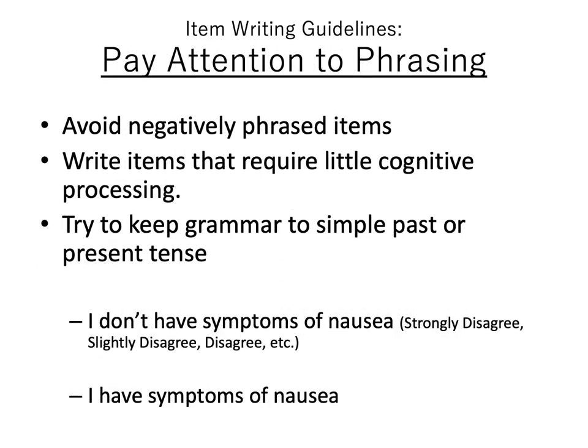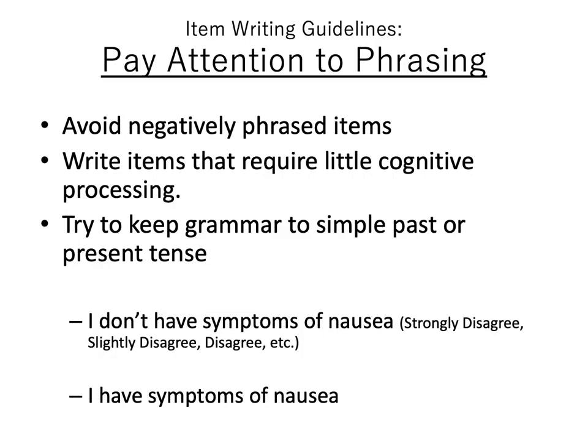Another item writing guideline is to pay attention to phrasing, to whenever possible avoiding negatively phrased items, and to write items that require very little cognitive processing. We want to make sure that the item is quickly understood and answered by the participant without having to have them sit and weigh it too long. We also want to try to keep the grammar to a simple past or present tense if possible.